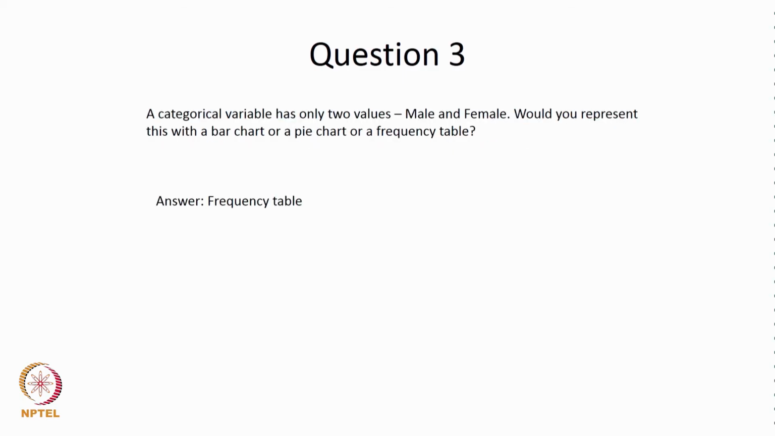We look at another question. A categorical variable has only 2 values, which is male and female. Would you represent this as a bar chart or a pie chart or a frequency table? The answer is also given there. The answer is frequency table. The reason why the answer is frequency table is something that we will discuss. Now, we can use a bar chart. We can also use a pie chart if the data represents proportion of people who are male and proportion who are female.